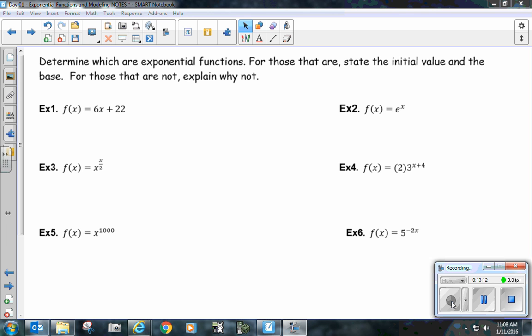All right, next slide. Let's determine which are exponential functions. For those that are exponential functions, let's state the initial value and the base. For those that are not, tell me why they're not. So example 1, exponential function or no? No, it is not. How come? What would that graph look like? A line. That's y equals mx plus b. Classic. That is linear. That is not exponential.